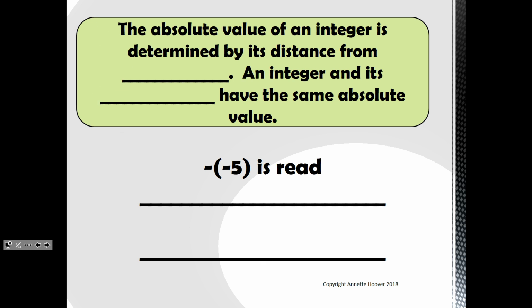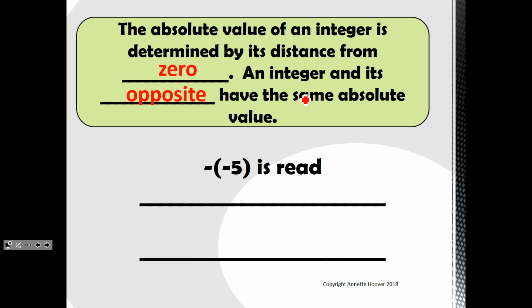The absolute value of an integer is determined by its distance from 0. You're just asking yourself, how far is that number from 0? An integer and its opposite have the same absolute value.